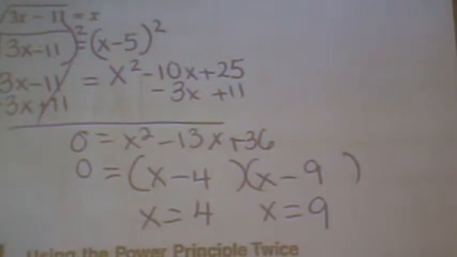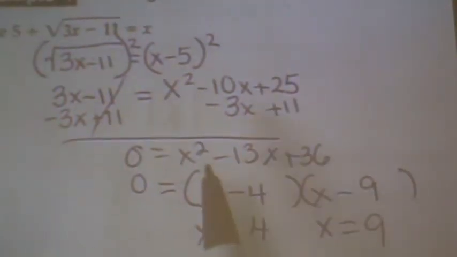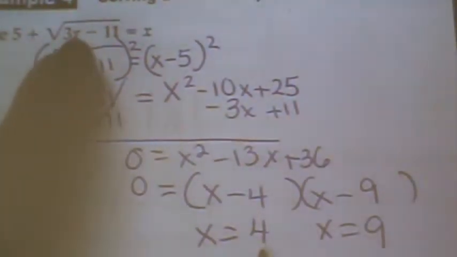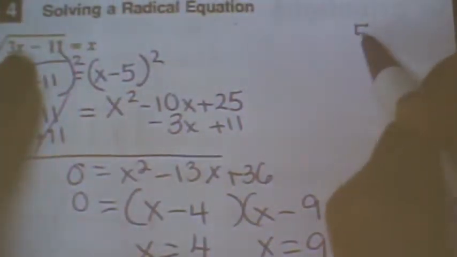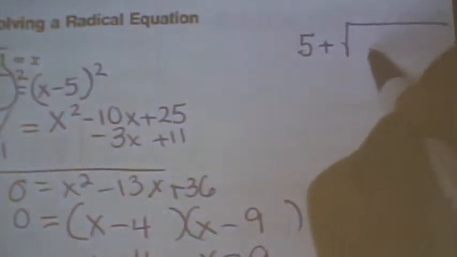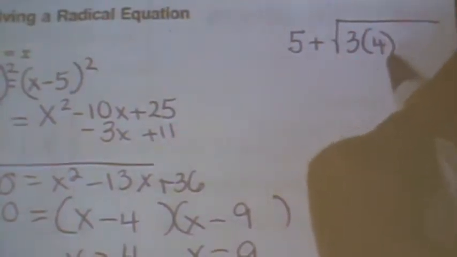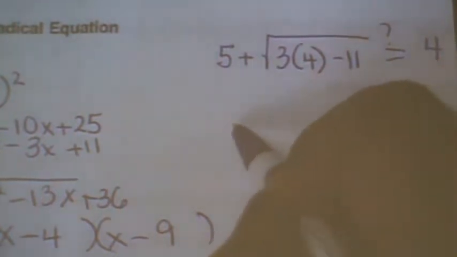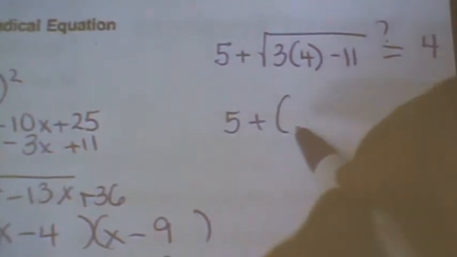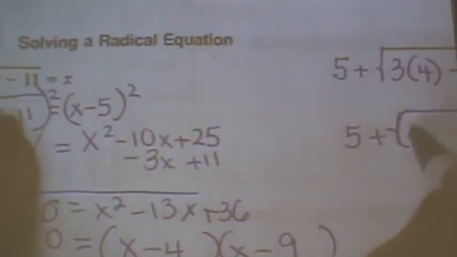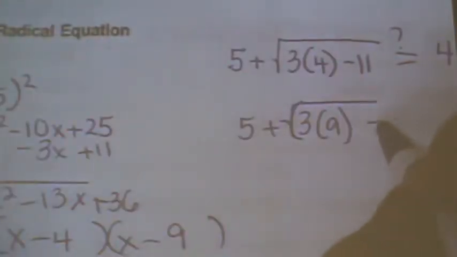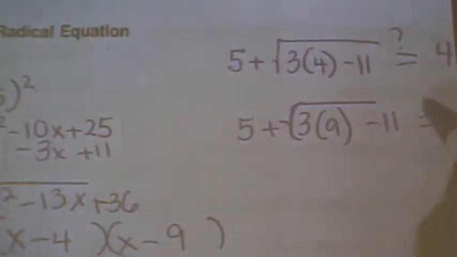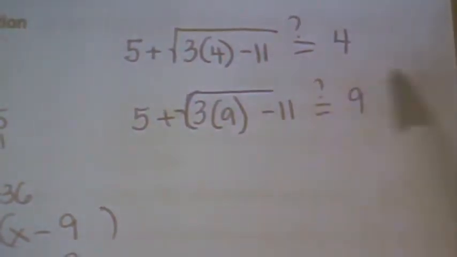Now, do these two answers work? Perhaps. We have to check to see if it's extraneous. If you plug a 4 in here, see if this works. 3 times 4 minus 11. Does this equal 4? And then you're going to do 5 plus the square root of 3 times 9 minus 11. Does that equal 9? So I'm replacing my solutions 4 and 9. Let's see if you get the same thing.